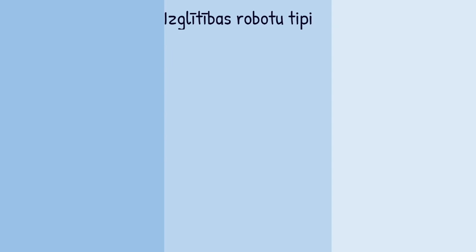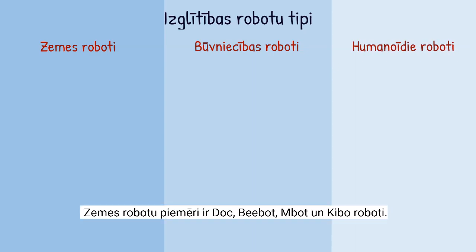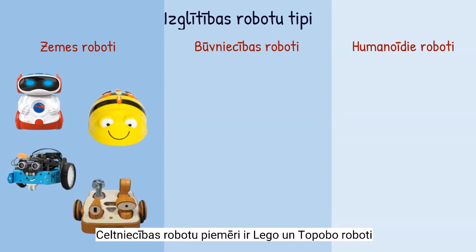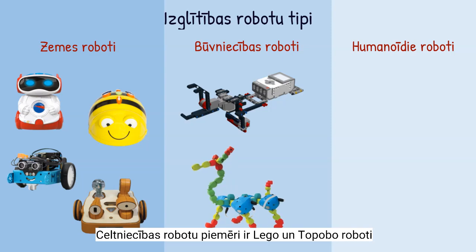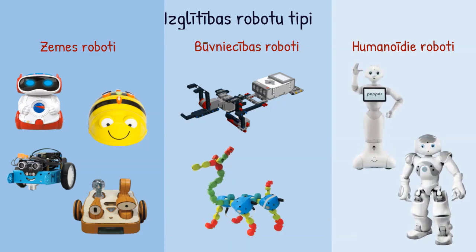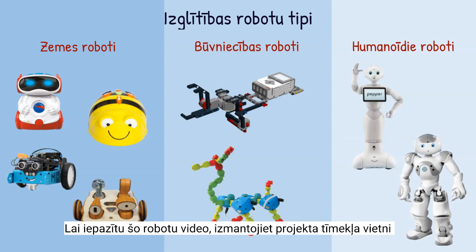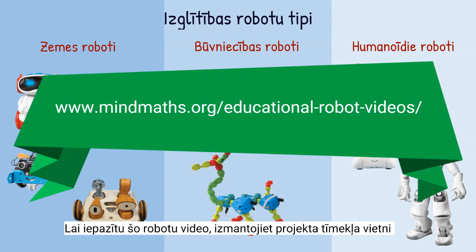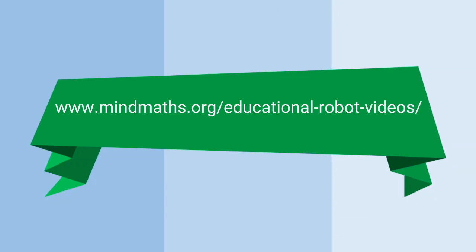There are three types of educational robots. These are ground robots, construction robots and humanoid robots. The examples of ground robots are Doc, Bbot, Mbot, and Kibo robots. The examples of construction robots are Lego and Topobo robots. The examples of humanoid robots are Pepper and NAO robots. To reach the links to the videos that introduce these robots, you can visit our project webpage www.mindmaths.org/educational-robot-videos.